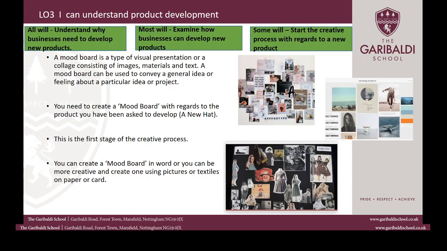So what I want you to do is create a new mood board, and the product is a hat. Now you can do this in various ways. You could create a mood board that looks at lots of different types of hats. You might want to consider different types of hats and do a mood board for each. This is the first stage of the creative process.